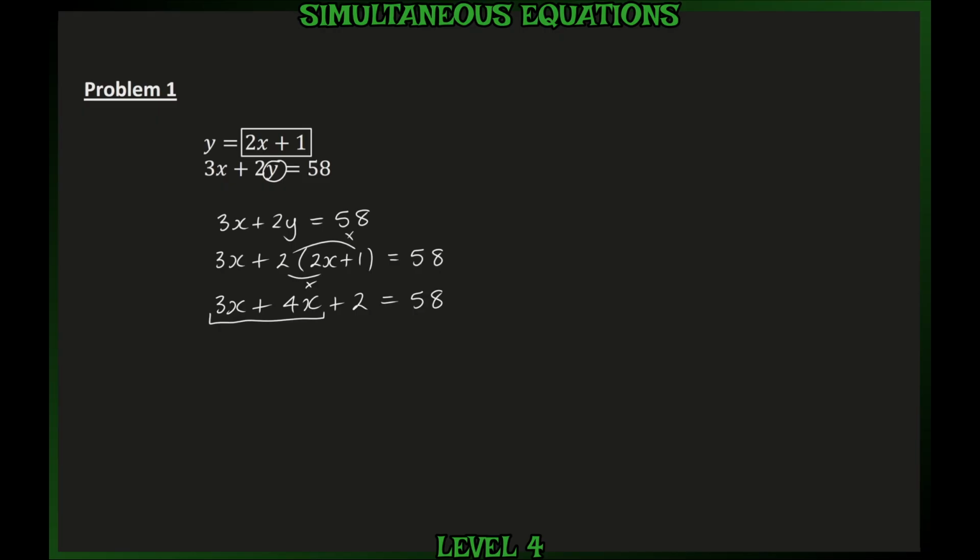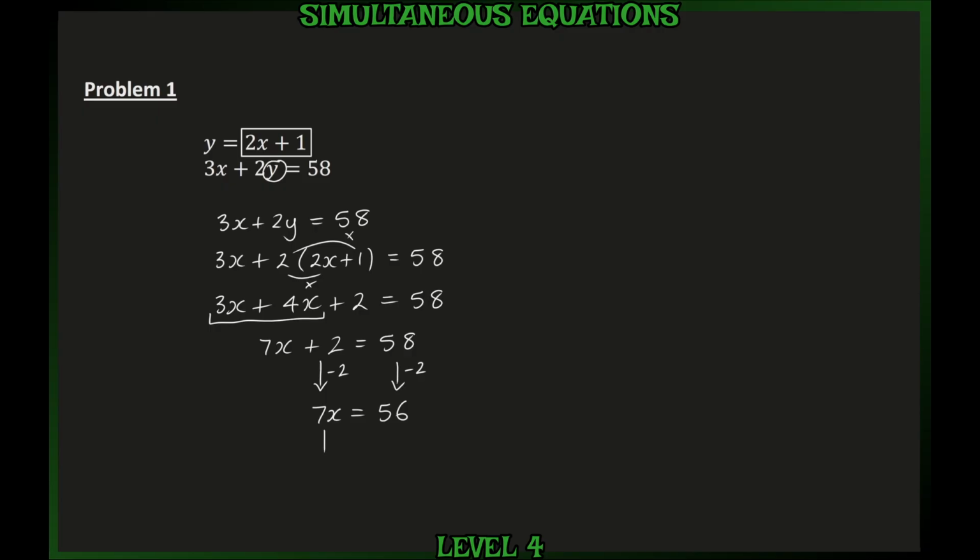So 3x plus 4x gives us 7x. We still have a plus 2 there, and that's equal to 58. We can continue to solve by removing the plus 2 from the left, and we can do this by subtracting 2 from the left and doing the same on the right. On the left, the plus 2 and the minus 2 cancel out to leave us with 7x, and on the right, 58 minus 2 is 56.